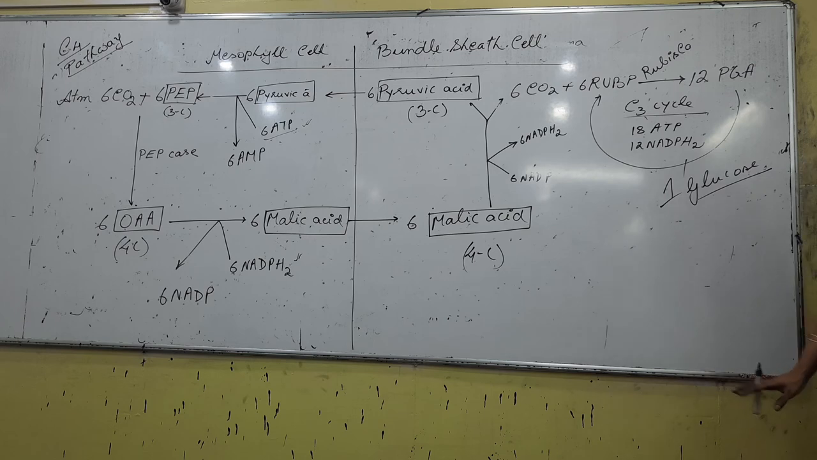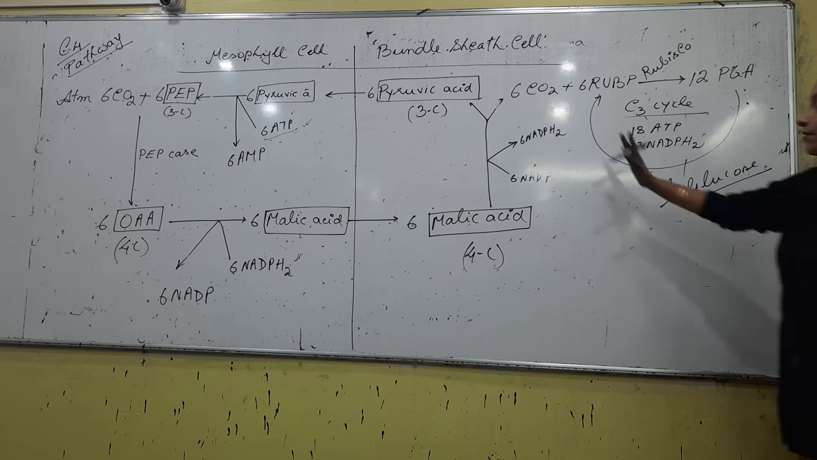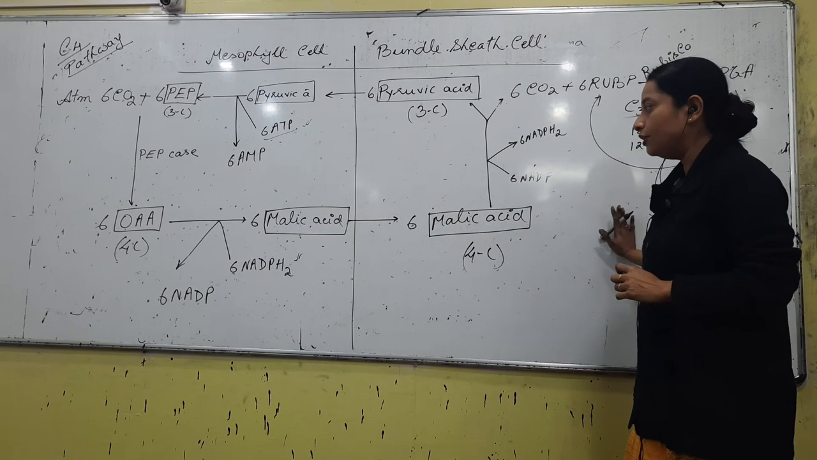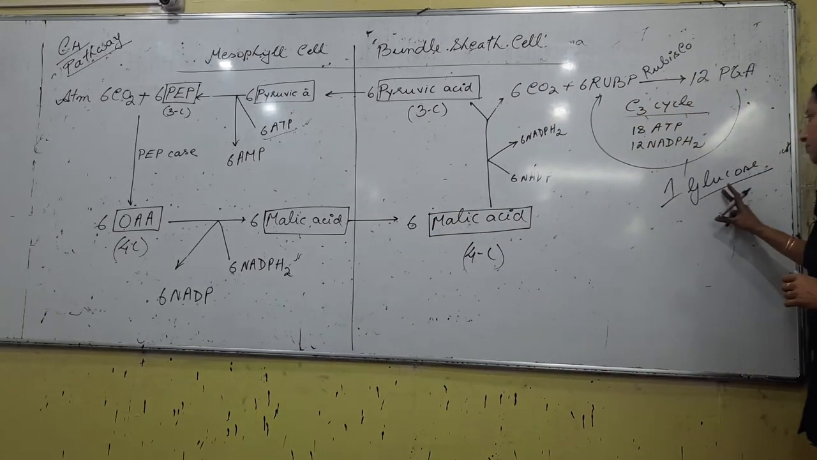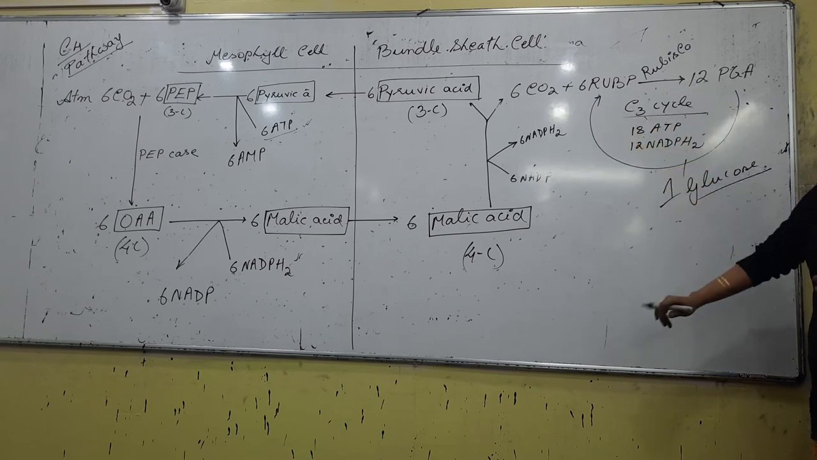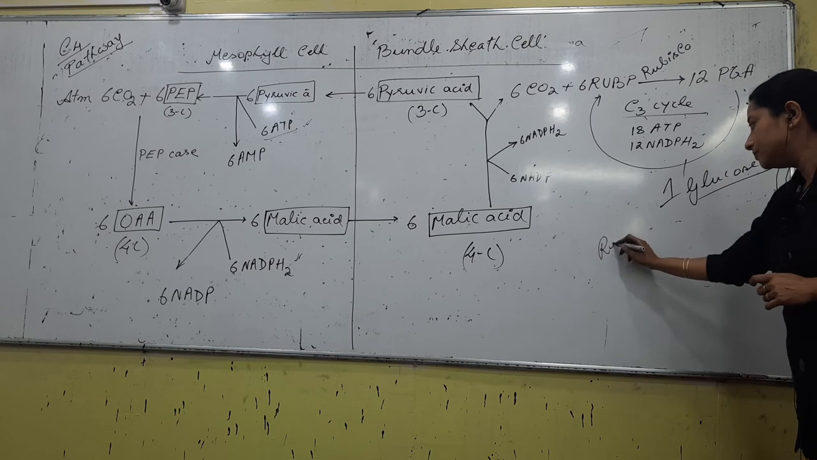So in the mesophyll cell there is carboxylation, oxaloacetic acid into malic acid into pyruvic acid, and during this conversion, decarboxylation, that carbon dioxide is accepted by RUBP and food was produced. And if you remember, we have said that if C3 does not happen, food does not happen, because here we do not see any glucose. Right? Okay. For the production of one glucose molecule, since we are talking about the C4 cycle, what was the requirement?